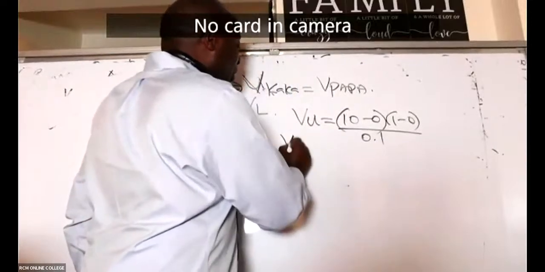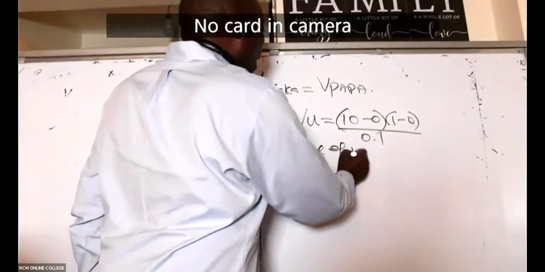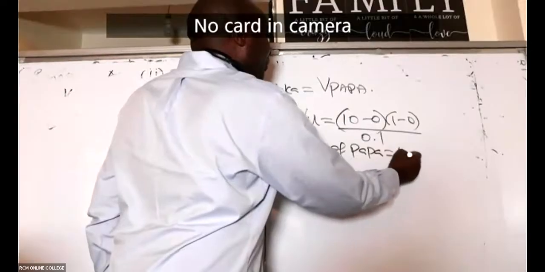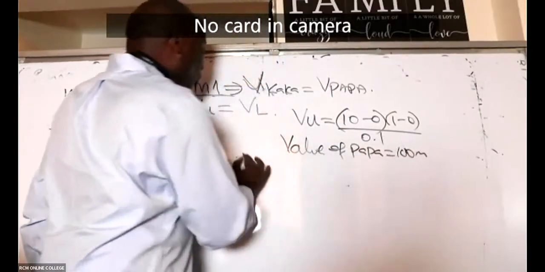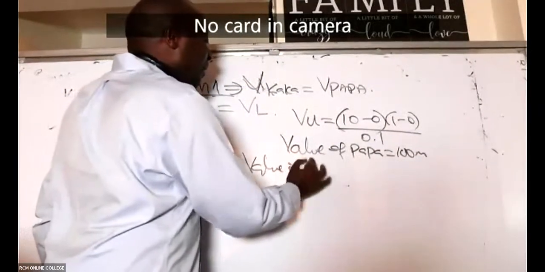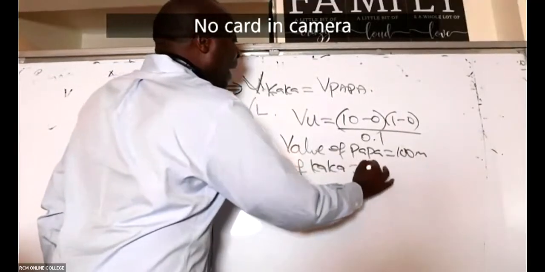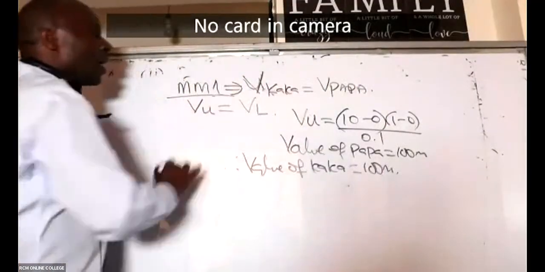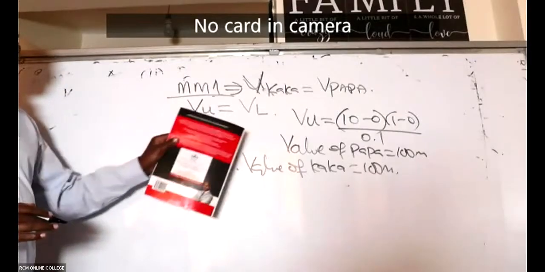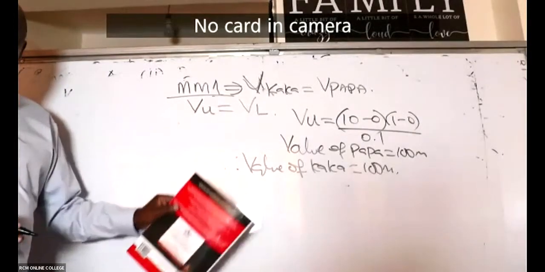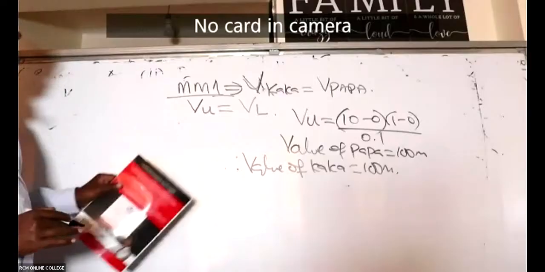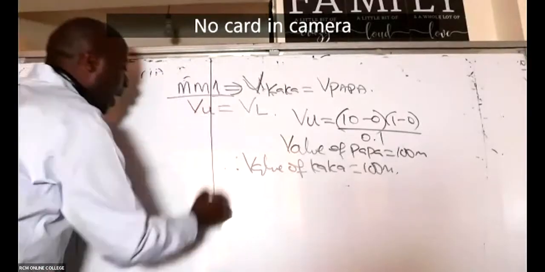So value of Papa is 100 million, and therefore value of Kaka will be 100 million as well, because this is MM1. The two organizations should always be having equal values. MM1, the two firms should be having equal values.